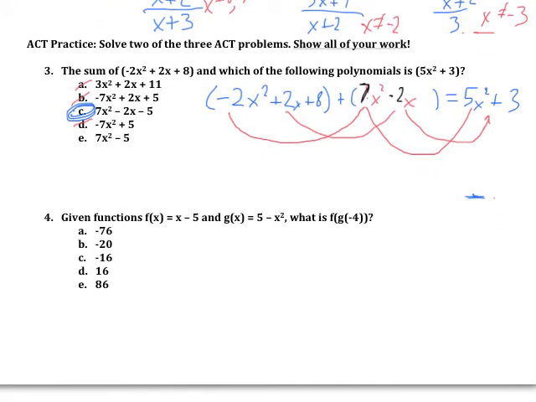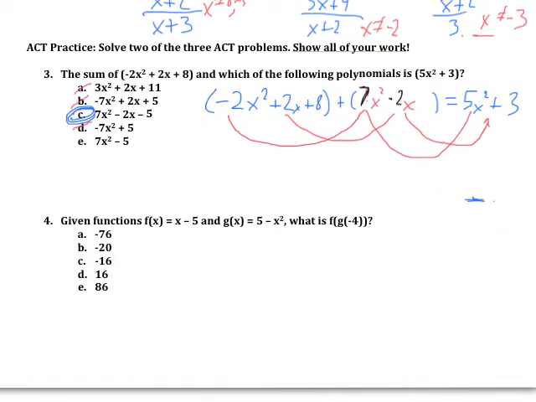Number 4, given the functions f of x equals x minus 5 and g of x equals 5 minus x squared, what is f of g of -4? And we call this composition of functions. The idea here is we're going to take the -4 and stick it into the g function. So I'm going to find g of -4 first.